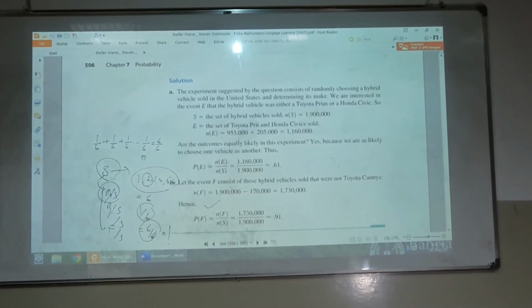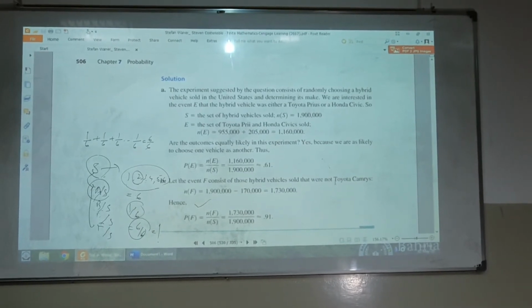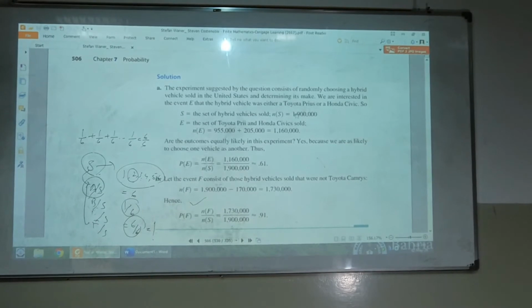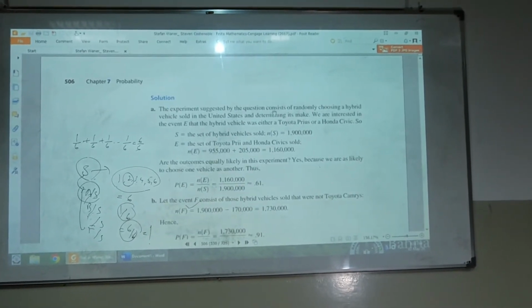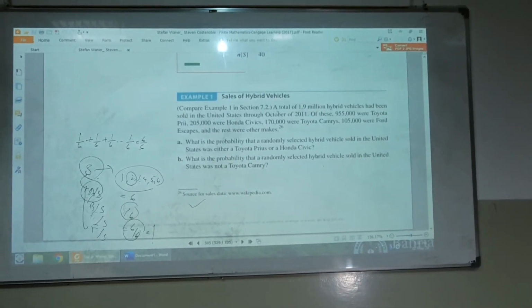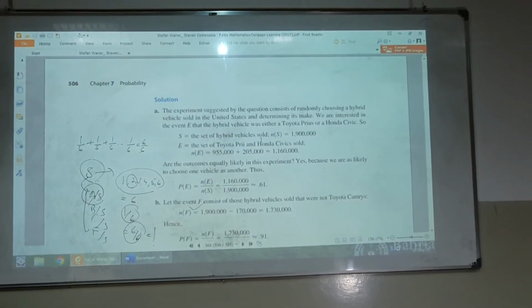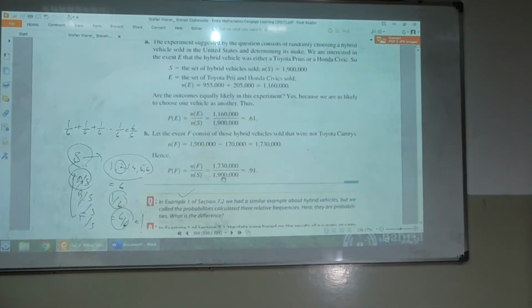Now the next part, they say this event consists of those hybrid vehicles sold that were not Camrys. It's a very easy complement process here. We have the total sample space of 1.9 million. Subtract the Camrys, which is 170,000 in this case, from the total sample space. And then we can just divide that by the total sample space. So you can see that this is 0.91.